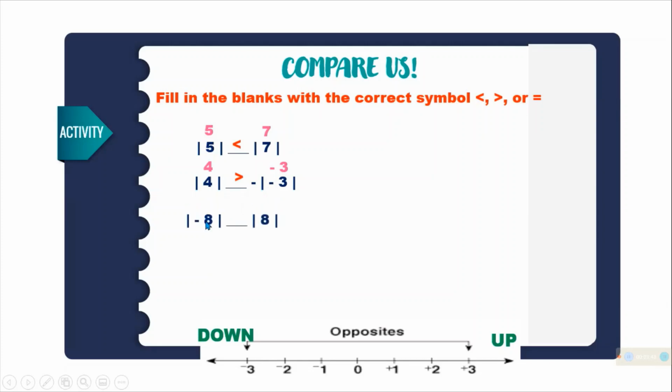Next one. The absolute value of negative 8 is positive 8. And the absolute value of positive 8 is positive 8. So the answer is equal. Next, the absolute value of negative 6 is positive 6. And the absolute value of negative 7 is 7. So what will be the answer? That is less than. 6 is less than 7.